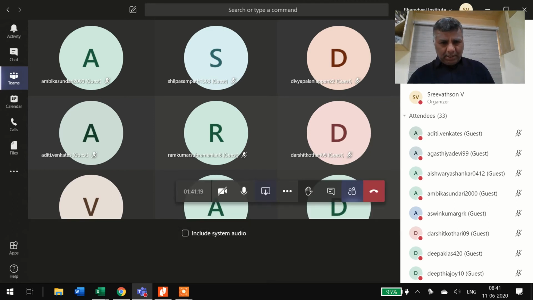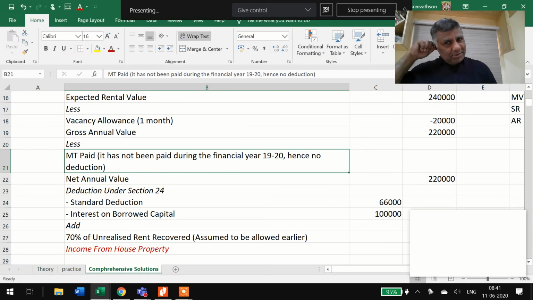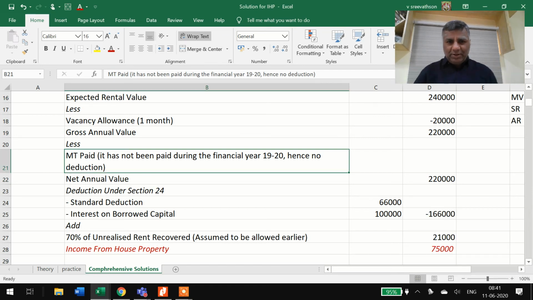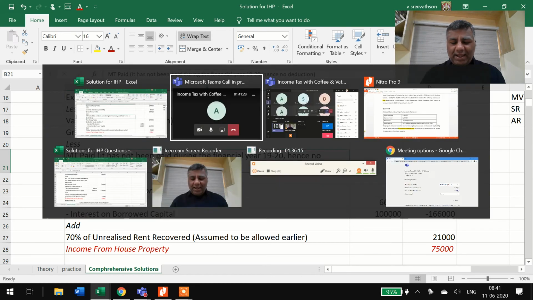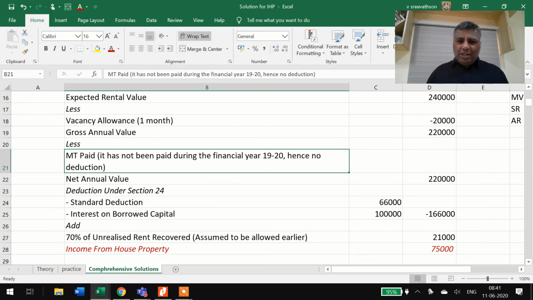Both Ambika and Sienna, you have to do the same thing. That is, turn your ears, ask somebody to just squeeze your ears. Where is municipal taxes paid in 1920? The date is clearly given that it is paid on 15/4/2020. The date is clearly given that it is not paid in 1920. It is paid in 2021. So that's why you've gone wrong.